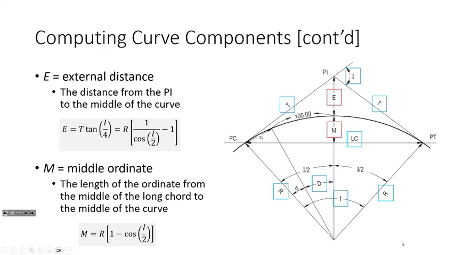Okay? Make sense? And again, a couple things worth pointing out. I've got all these slides on Blackboard, and these formulas are in here. So the first page covers vertical curves, and then the second page covers horizontal curves. So you can see the E formula right here. You can see the M formula right here.